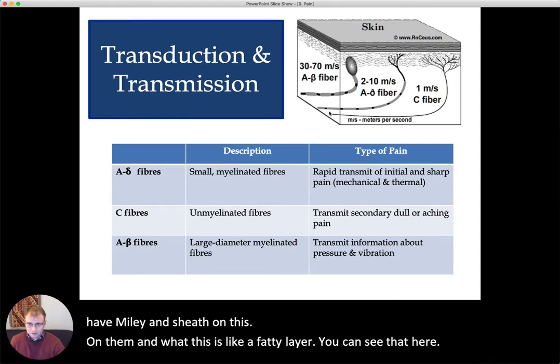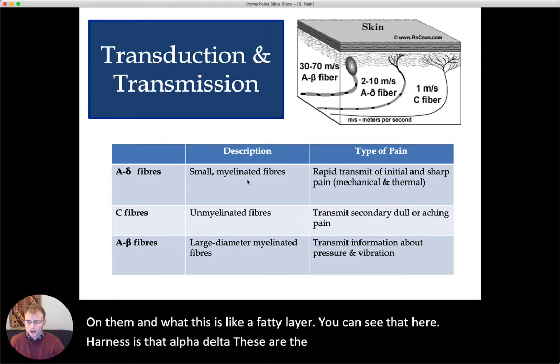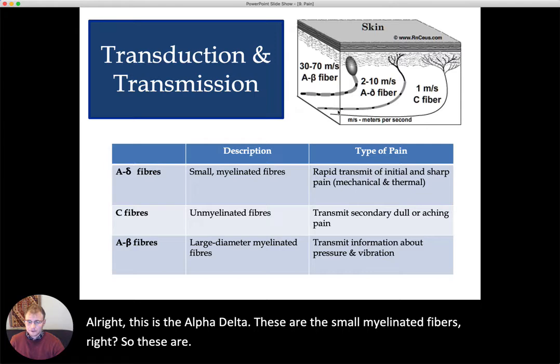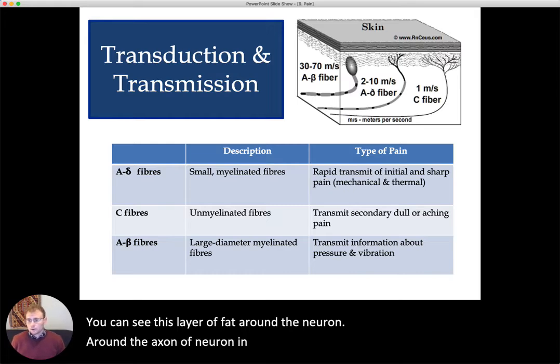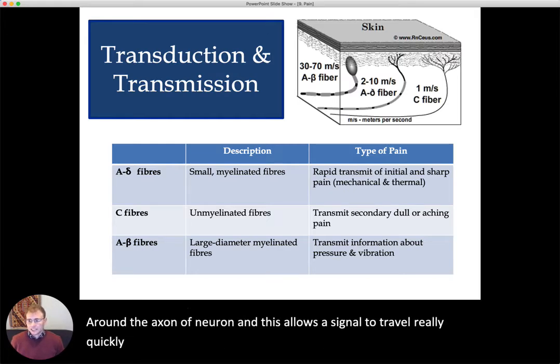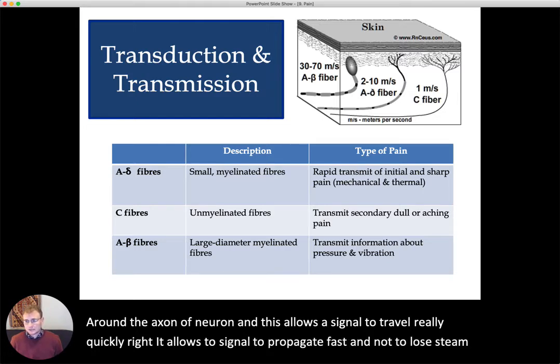All right, this is the alpha delta. These are the small myelinated fibers, right? You can see this layer of fat around the neuron, around the axon of the neuron, and this allows a signal to travel really quickly, right? It allows that signal to propagate fast and not to lose steam as it's traveling down that axon.